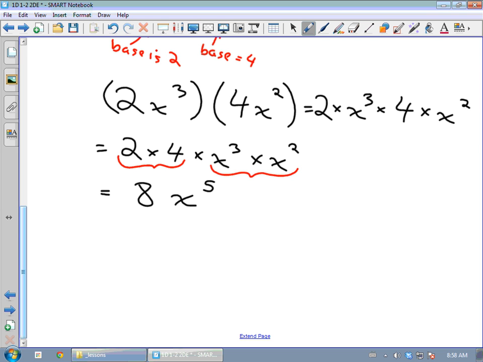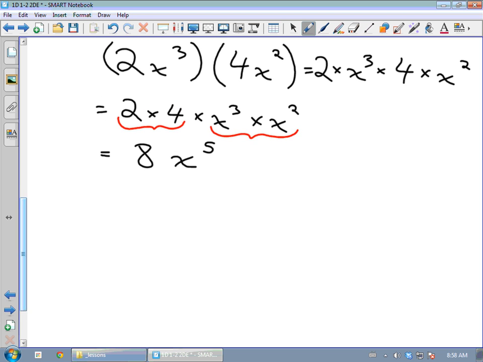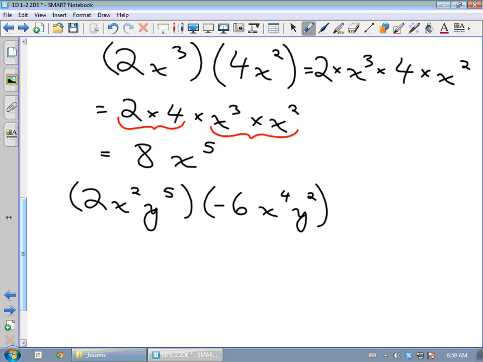We'll do one last one here. This one's a bit trickier. 2x squared y to the power of 5 times negative 6x to the power of 4 y squared.